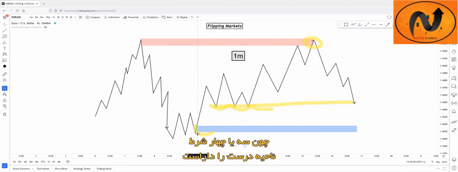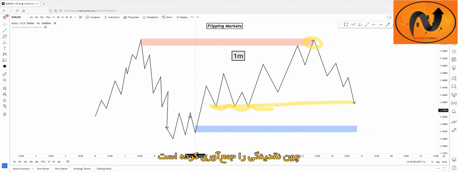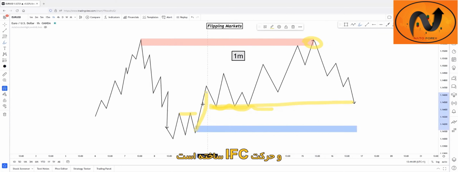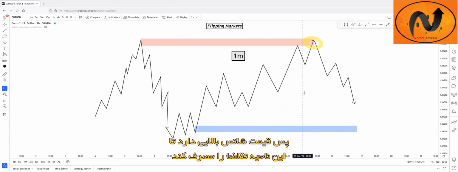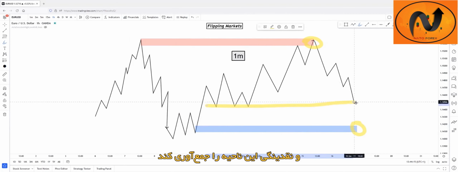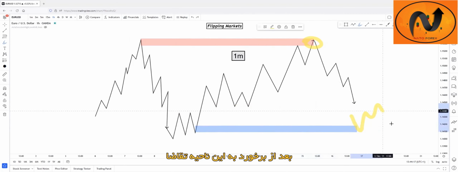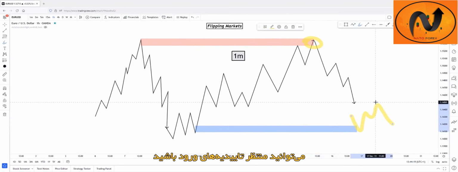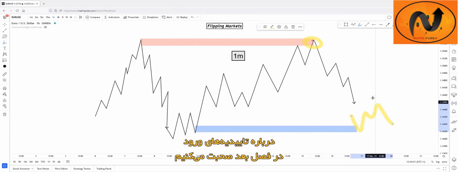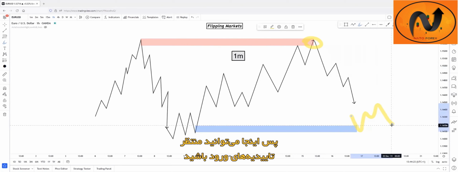valuable demand zone because it has all the 3 or 4 criteria, because it's swept liquidity, created liquidity, breakout structure, and imbalance movement. So price has a really great chance to mitigate this demand zone and sweep the liquidity from this region. After the tap of this demand zone, you can wait for a confirmation entry. We will talk about confirmation entries in the next unit. So you can wait for a confirmation entry here.